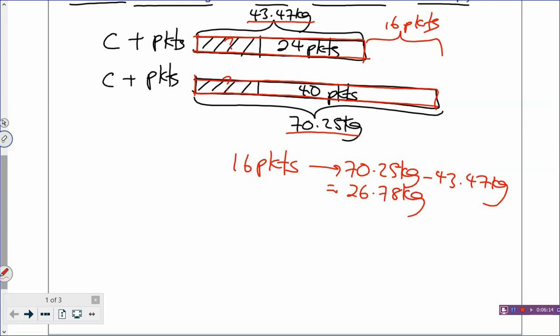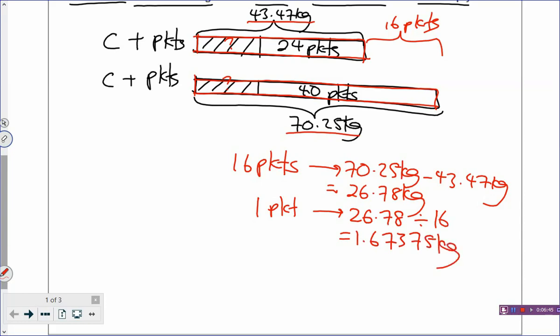All right, and now you find 1 packet. So 1 packet is also like 1 unit. So how heavy is 1 unit? So 26.78, and you divide by 16, and that will give you how much is 1 packet. Okay, let's work out 26.78 divided by 16, and wow, you will get 1.67375 kg. Okay, which is quite a funny decimal.